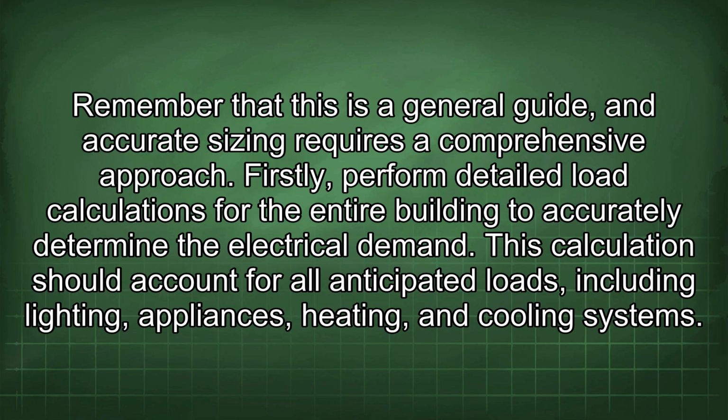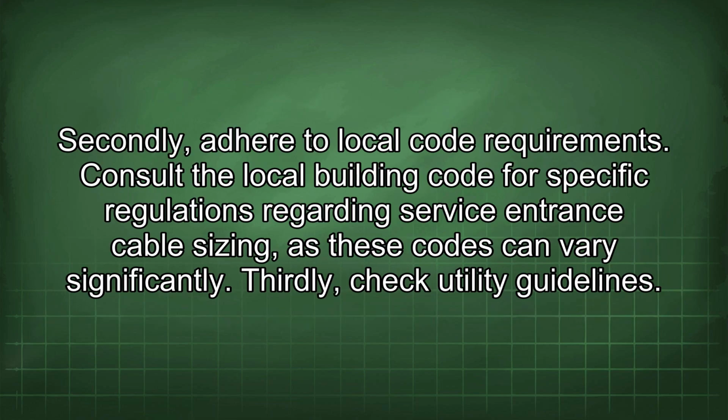Firstly, perform detailed load calculations for the entire building to accurately determine the electrical demand. This calculation should account for all anticipated loads, including lighting, appliances, heating, and cooling systems. Secondly, adhere to local code requirements. Consult the local building code for specific regulations regarding service entrance cable sizing, as these codes can vary significantly.